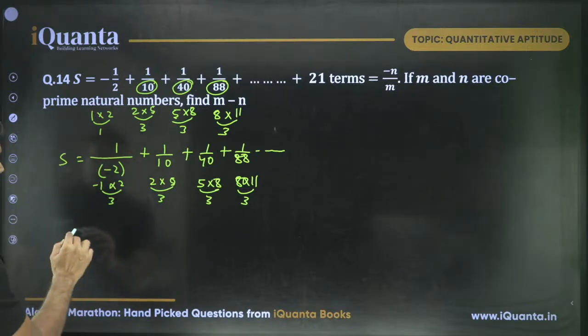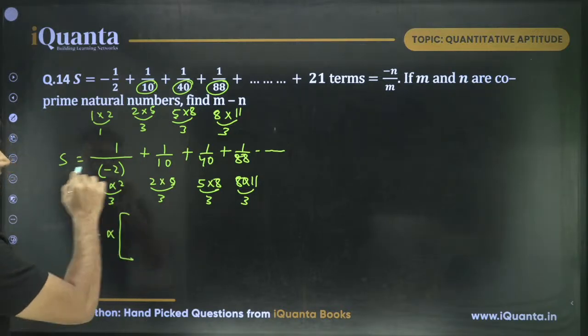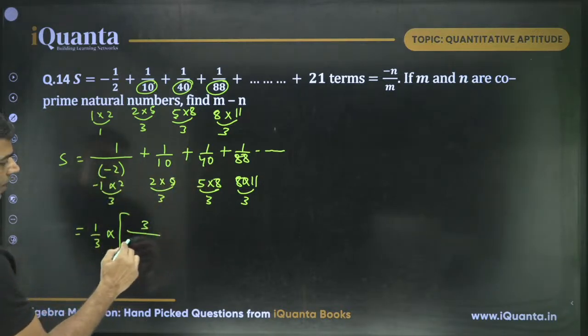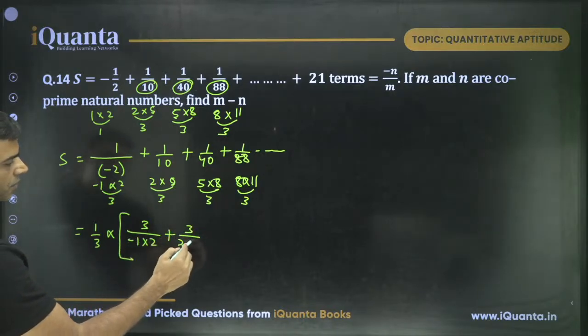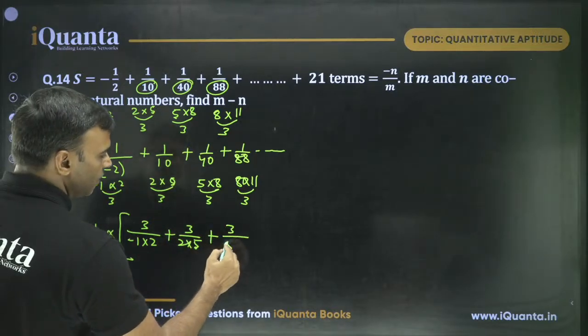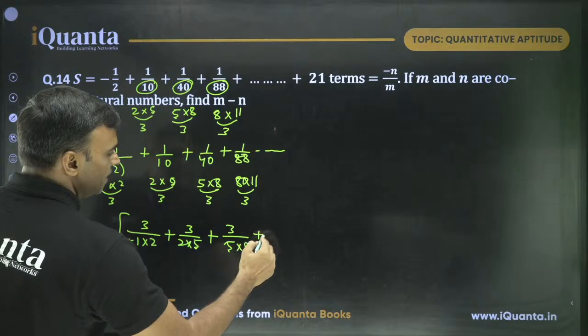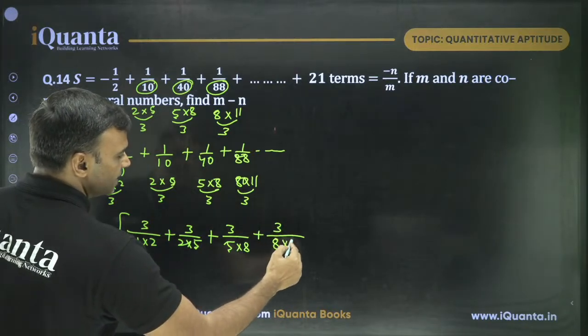We should divide by 3 and multiply by 3 in each term, so that we have 3 upon minus 1 into 2 plus 3 upon 2 into 5 plus 3 upon 5 into 8. I repeat, we divide by 3 and inside in every term we multiply by 3. कर सकते हैं ऐसे?